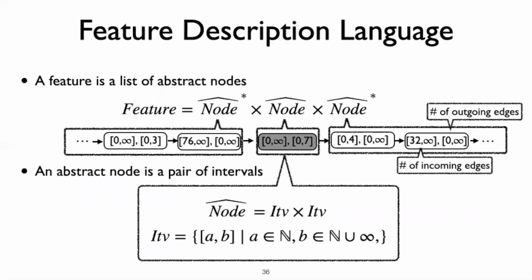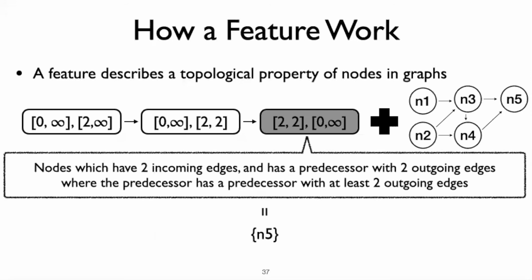This is the syntax of our feature description language that Graphick uses to generate features. A feature is a list of abstract nodes, and the list always contains a target abstract node. Each abstract node is a pair of intervals which represent the number of incoming and outgoing edges. Each feature represents a topological property of nodes in graphs.